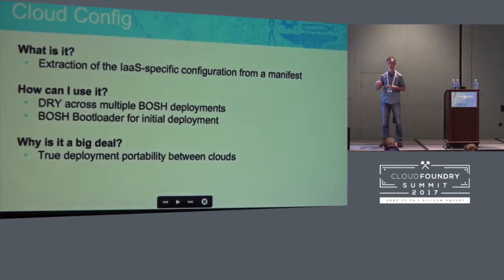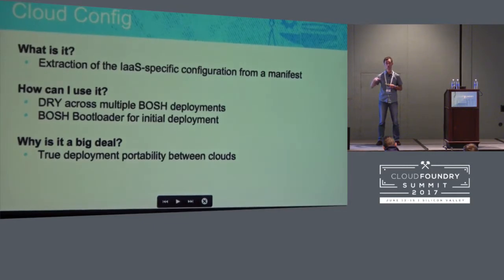And when you extract it with the cloud config, you don't repeat yourself defining it in each manifest you have for deploying your systems. It reduces errors and allows you to have deployment portability. So if you have, for example, two Cloud Foundry deployments in AWS, you maintain two manifests and two separate cloud configs. And these manifests can be pretty similar or identical.